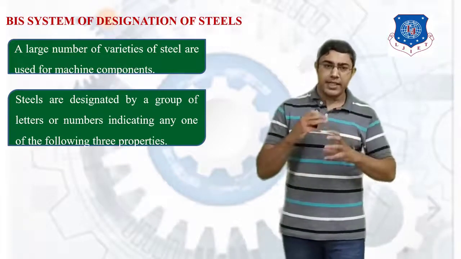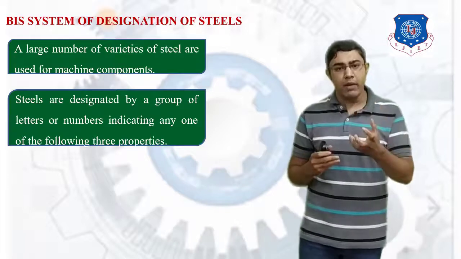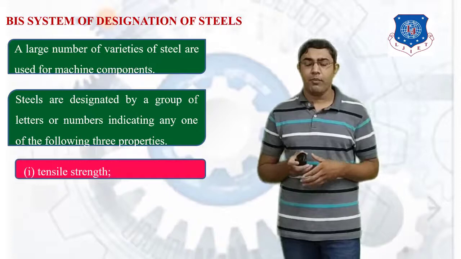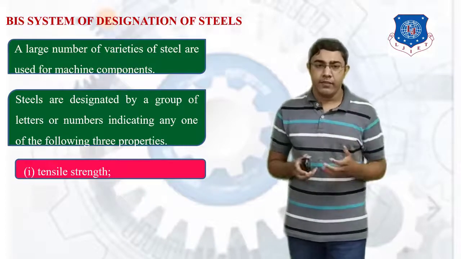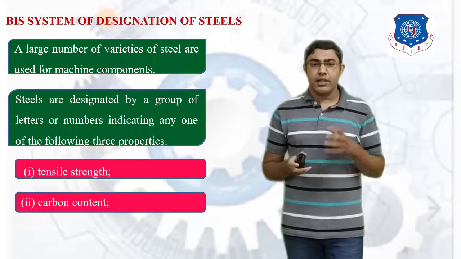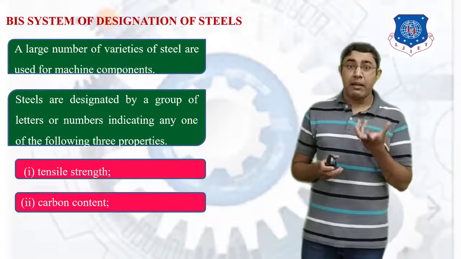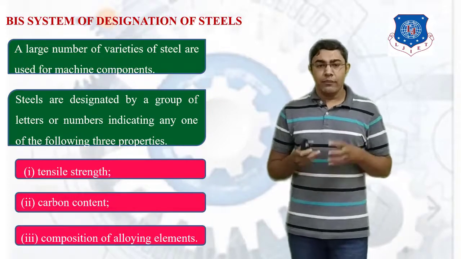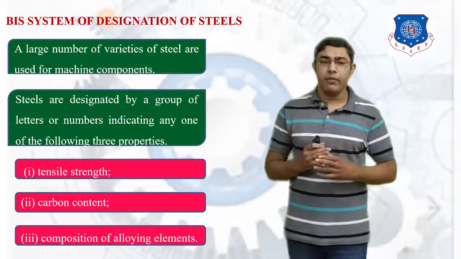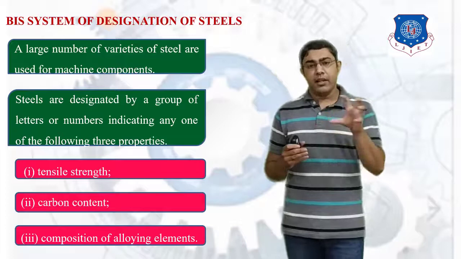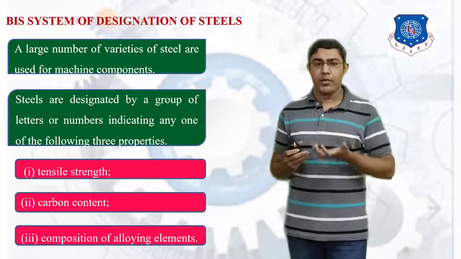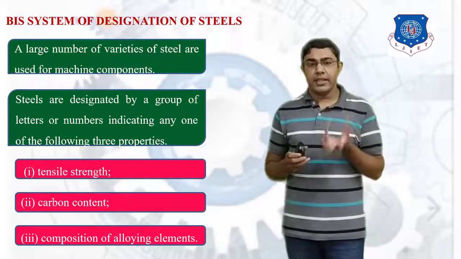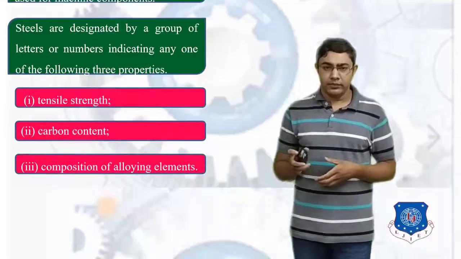So steel is designated by the letter or number indicating any of the following properties. The first property is tensile strength. The second property is the carbon content. And the third property is the composition of alloying materials. When there are alloying materials, the composition of those alloying materials is designated in the steel.